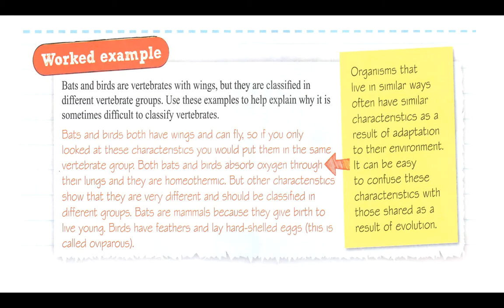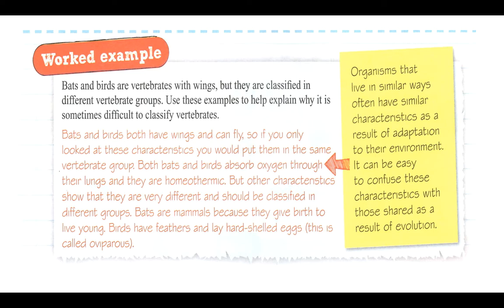If we have a look at a worked example for a question that you could be asked with this sort of thing. The question reads, bats and birds are both vertebrates with wings, but they are classified in different vertebrate groups. Use examples to explain why it is sometimes difficult to classify vertebrates. So, the person's answer, which is quite a good answer, says that bats and birds both have wings and can fly. So if you only looked at these characteristics, you would put them in the same vertebrate group.